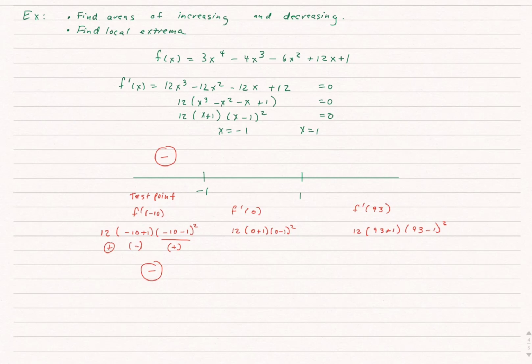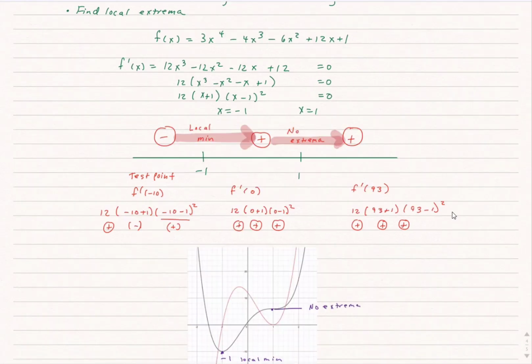From negative 1 to 1, when I plug this 0 in, again I get a positive times a positive, and negative 1 squared is also positive, so I'm increasing in that section. For 3, it looks like everything is positive, and again that means I have an increasing function.